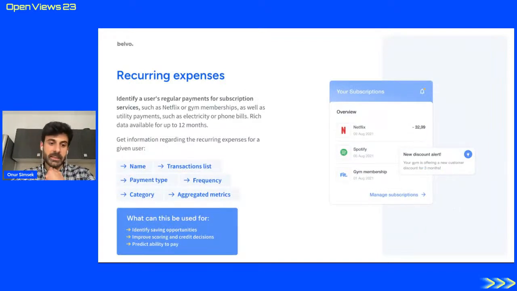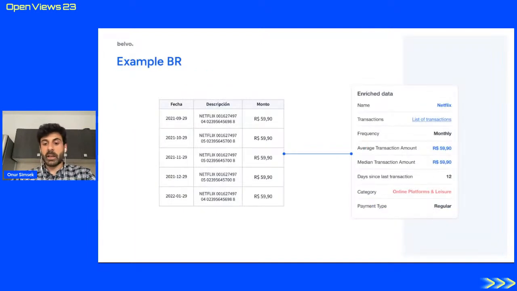And recurring expenses. This is quite similar to income, but here we try to detect regular payments of the user and their subscriptions, and provide name, payment type, frequency, and category to again help companies understand how their customers spend their money, their liabilities, how they use money, what kind of subscriptions or regular payments they have. This is for PFM, for lending business, for banks, quite important information to know their customer better.